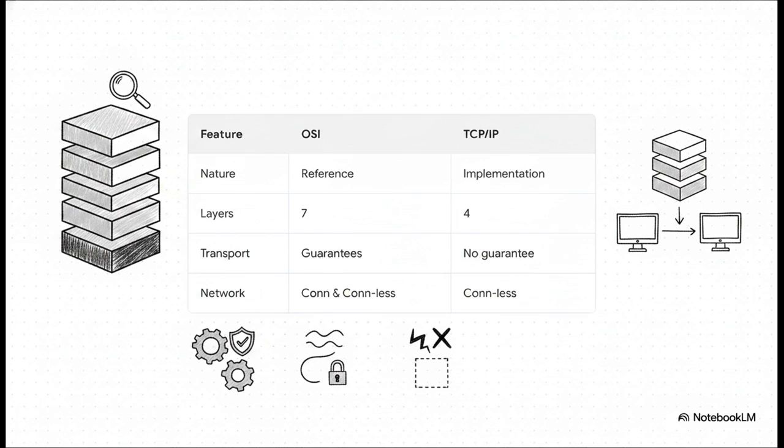At the transport layer, OSI guarantees packet delivery by definition, but in TCP/IP, the transport layer itself doesn't guarantee delivery at all. It relies entirely on specific protocols, like TCP, to handle that reliability. And finally, the OSI network layer provides both connection-oriented and connection-less services, but the TCP/IP internet layer is strictly connection-less.